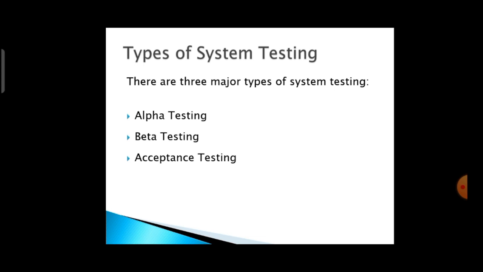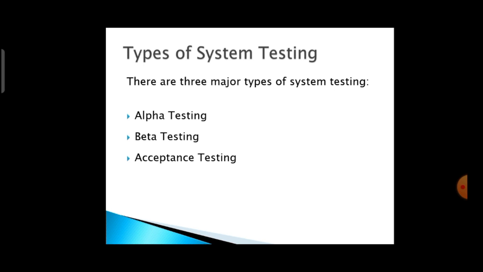And next is the acceptance testing. It is a system testing performed by the customer or set of customers to determine whether they should accept the delivery of the system or not. If the system matches the customer's given requirement specification, then the system is accepted. Otherwise, the system is not accepted by the customers.